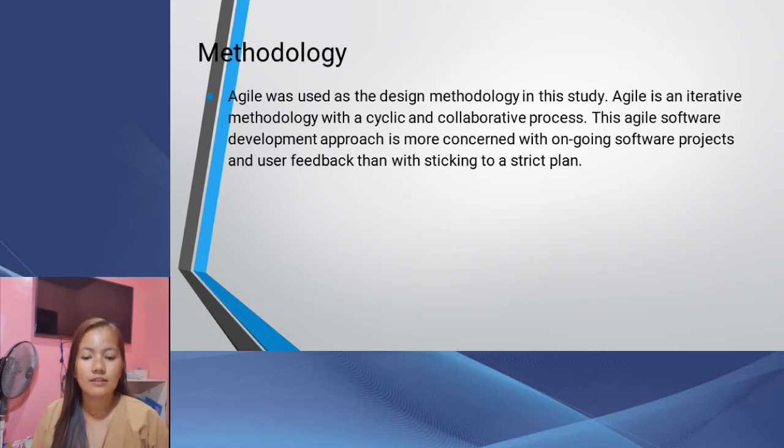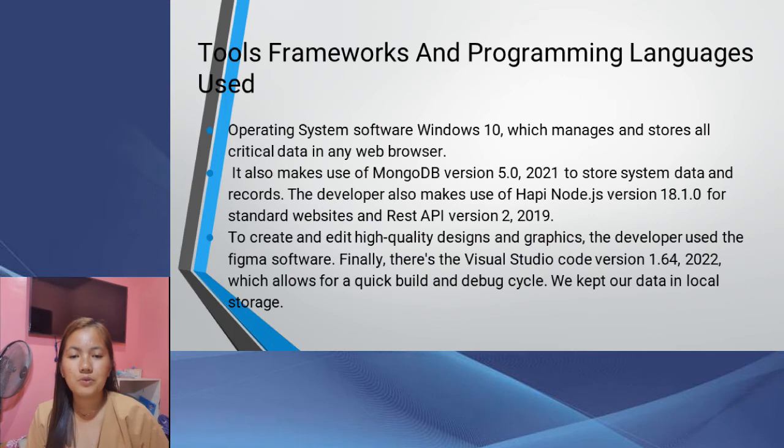strict plan. The tools and frameworks that we use are the operating system software Windows 10, which manages and stores all critical data in any web browser; MongoDB version 5.0 2021 to create system data and records. The developer also makes use of Node.js version 18.1.0 for standard websites and REST API version 2 2019.